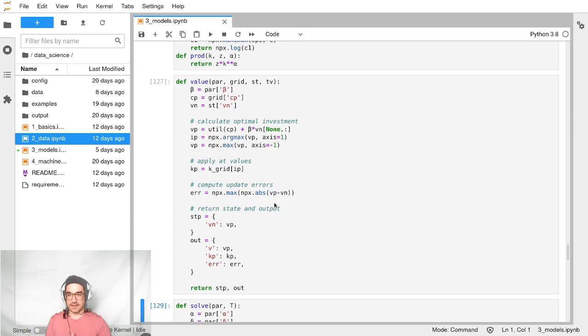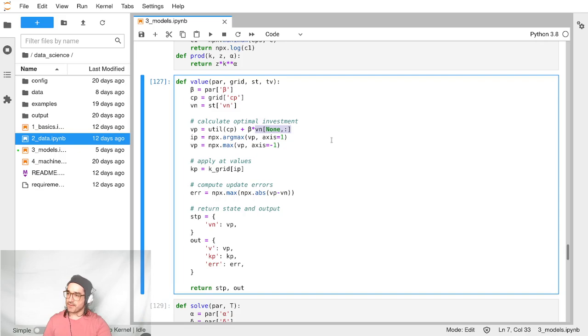So you basically get a consumption matrix, throw on the utility function, throw on beta times the value for the next period, and you're all set. The only tricky thing sometimes here is how you construct next period's value, because next period's value is a function of k prime, your capital tomorrow. It's a one-dimensional thing. It's just the value function, or the previous guess for the value function. So it exists in a k dimension, and you're evaluating it at k prime.